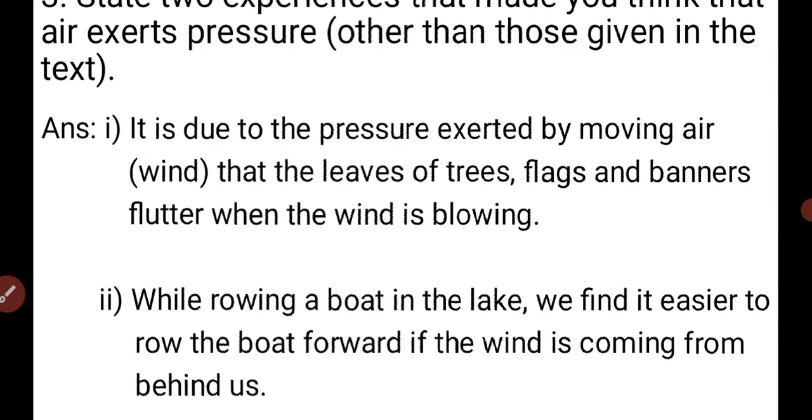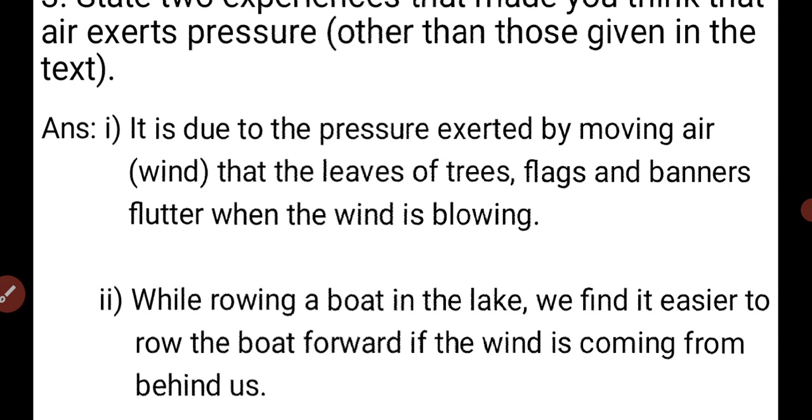Take the example of trees, take the example of flags, banners, etc. It is due to the pressure which is exerted by air. Clear? The first point, it is due to the pressure exerted by the moving air, or we can say wind, that the leaves of trees, flags, and banners flutter when the wind is blowing.